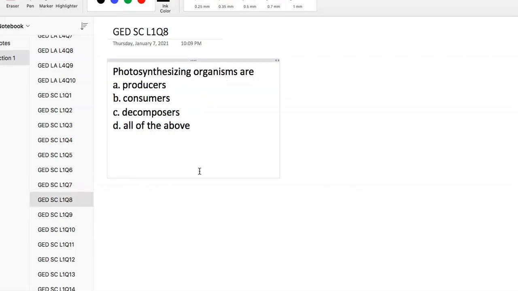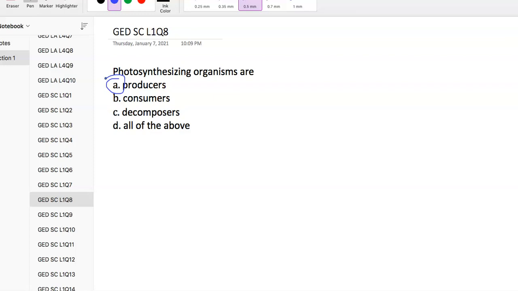Question number 8. Photosynthesizing organisms are, right? So then we need to know about producers, consumers, and decomposers. Answer choice A is what we want. Producers are any kind of green plant. Green plants make their own food by taking sunlight and using the energy to make sugar.